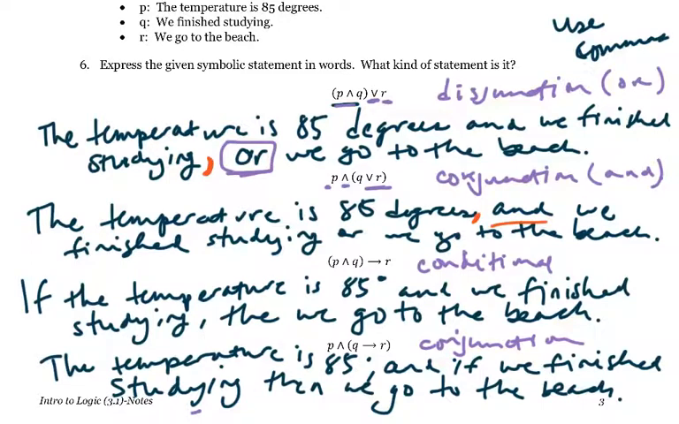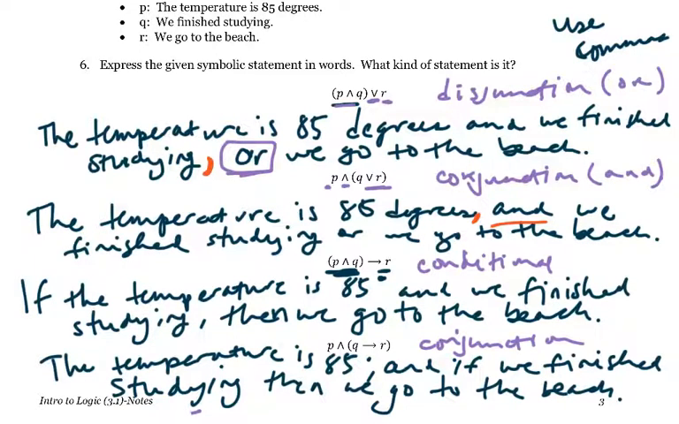Okay. The third one is a conditional statement. The first part is a conjunction, but it is a conditional statement. So we start off with if. If the temperature is 85 degrees and we finish studying, then we go to the beach. So those kind of inherently get grouped together just by the nature of an if-then statement, okay? Because we have those clear two separate parts. If this thing, and in this case, this thing was a conjunction, then this thing.